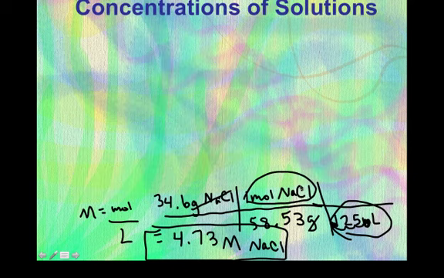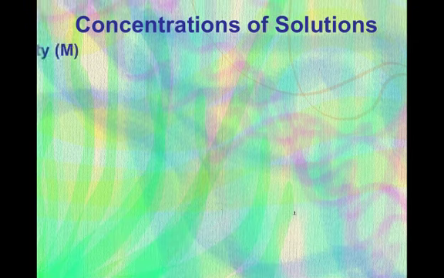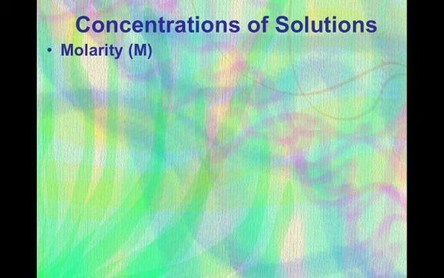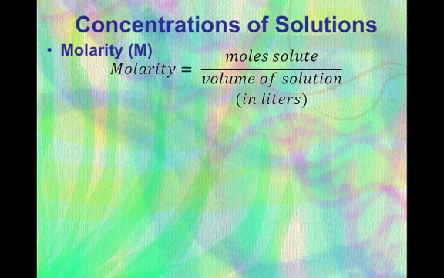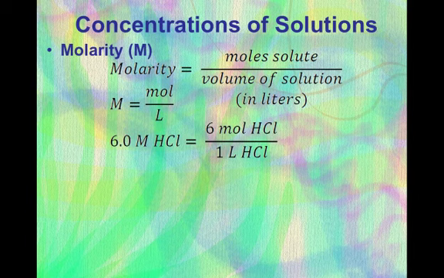Go to moles, and then put your liters on the bottom. Make sure, though, that you know how to change milliliters to liters. It's going to come in handy for you to just know how to do that by moving the decimal so that you don't have to include that in your T-table every single time. All right, so here we are again. Molarity is equal to moles of solute divided by the volume of solution in liters. You're going to use this a lot, molarity, moles over liters. For instance, if I have a 6 molar solution of hydrochloric acid, that means there's 6 moles of hydrochloric acid in every 1 liter of hydrochloric acid.